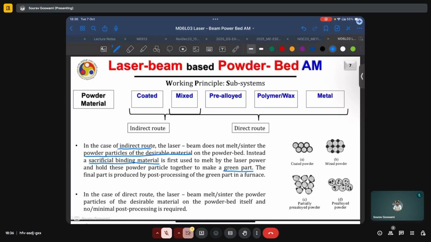The final product is produced by post-processing of the green part in a furnace, where the sacrificial material will typically be burnt off and vaporized. In the case of direct route, the laser beam sinters or melts the structural material itself onto the powder bed, and very minimal or no post-processing is required. Typically for metals, the post-processing which takes place is called hot isostatic pressing or HIP, which serves to reduce the porosity and increase the density of the final parts.